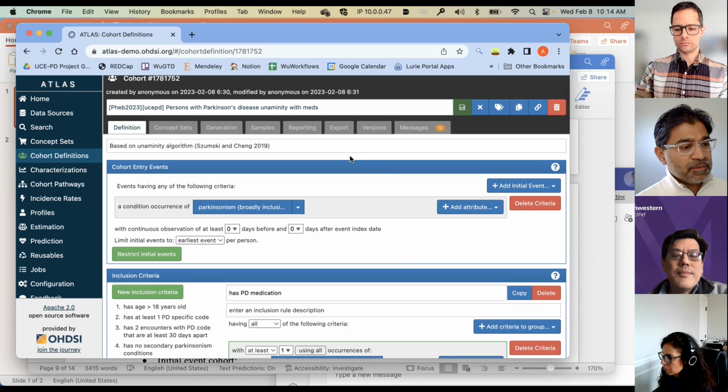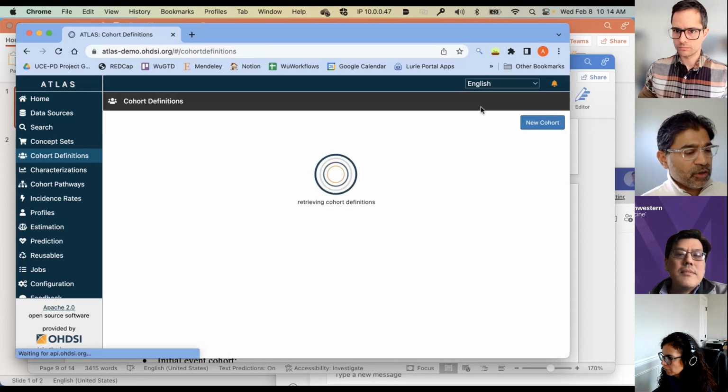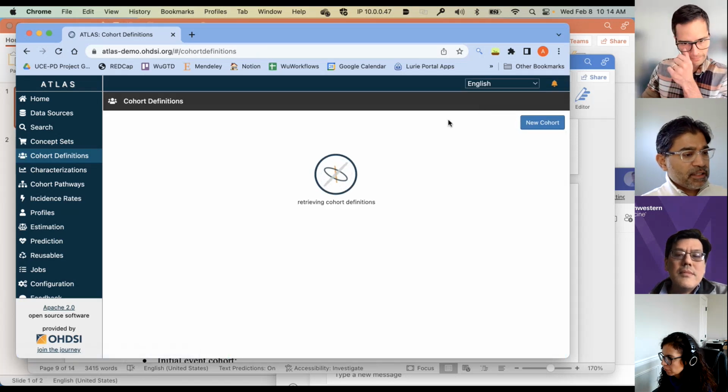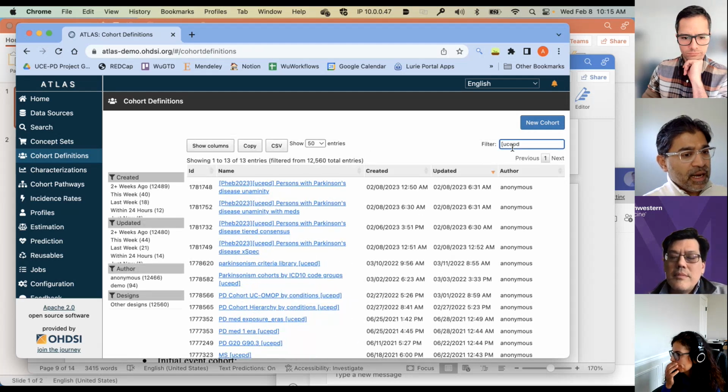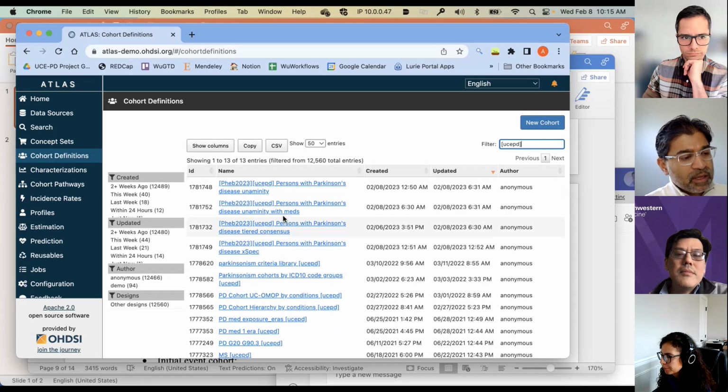In terms of the next steps for this particular unanimity definition, because this is on the atlasdemo.odyssey.org and it is not secured, I think the first step should be to copy it over to atlasphenotype.odyssey.org, which is secured, and I can take that and do it right now.